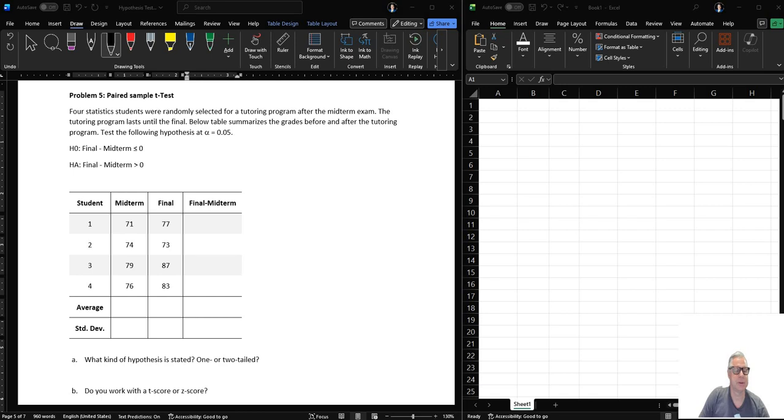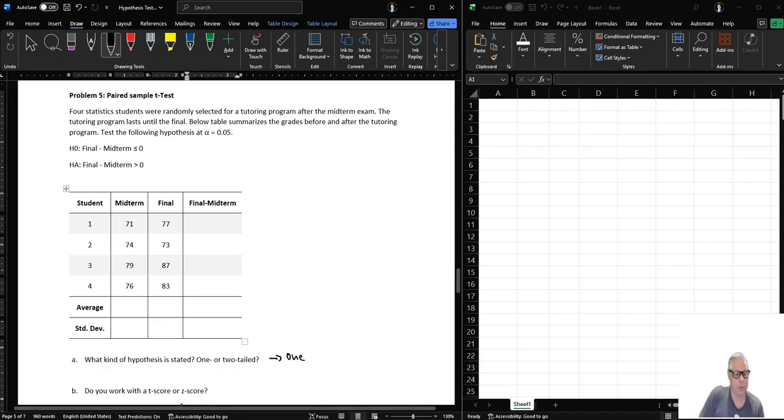Okay, so this null hypothesis states that the final minus the midterm is less than or equal to 0, and the alternative is that the final minus midterm average is greater than 0. So the first question is, what kind of hypothesis is stated? Is it a one-tailed or a two-tailed? And that is, of course, a one-tailed test.